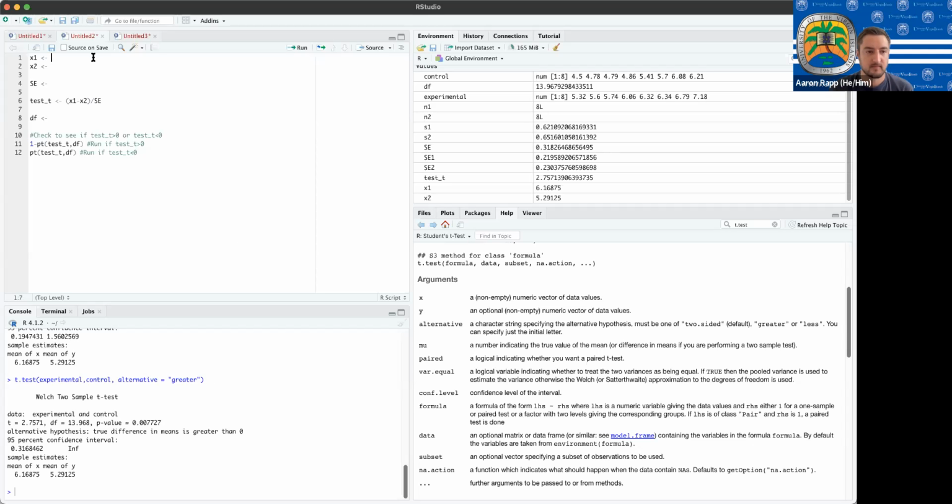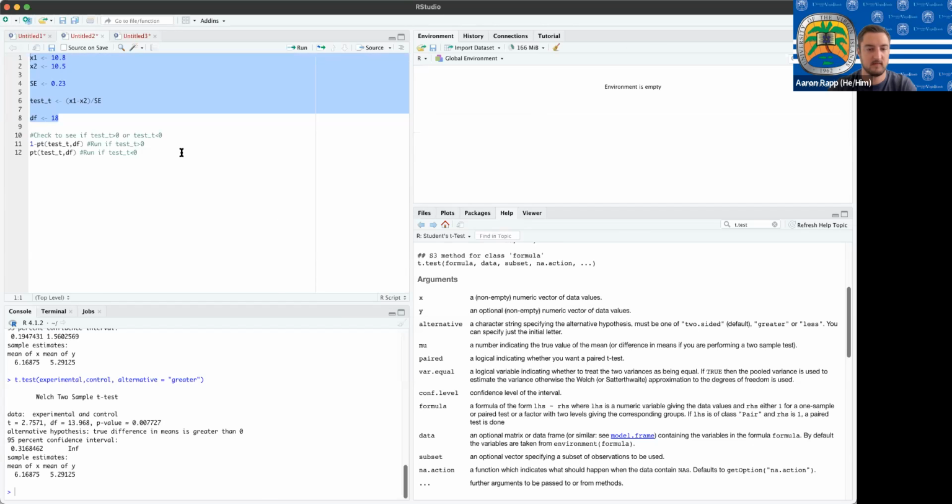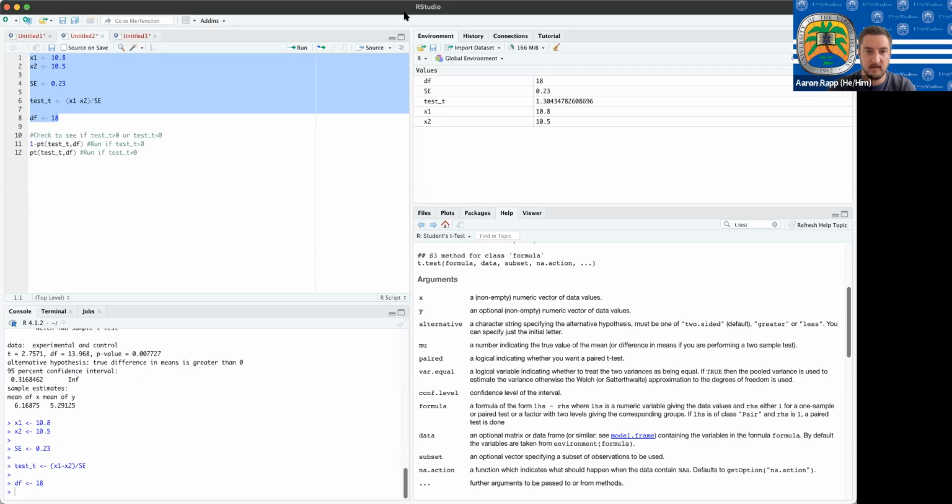So we're going to go to R. Now R can do a lot of these calculations for us, even including that test statistic. So we take that sample mean of 10.8, sample mean of 10.5, and a standard error of 0.23, 18 degrees of freedom. I'm going to run all of this, and we should hopefully get the same test statistic. Yeah, 1.3043.